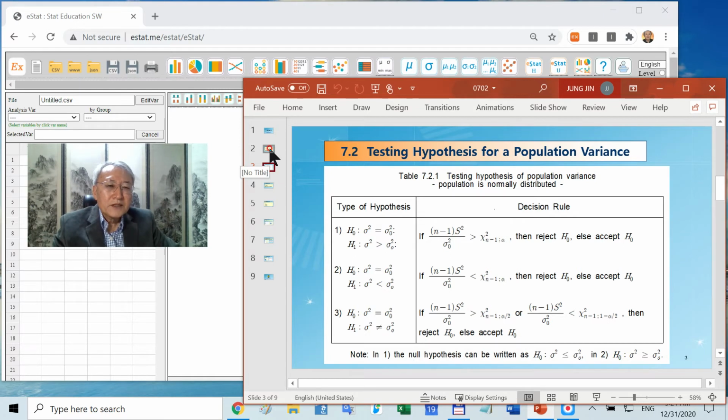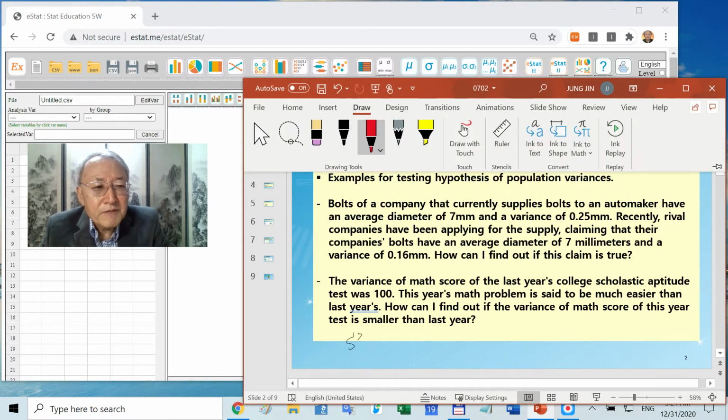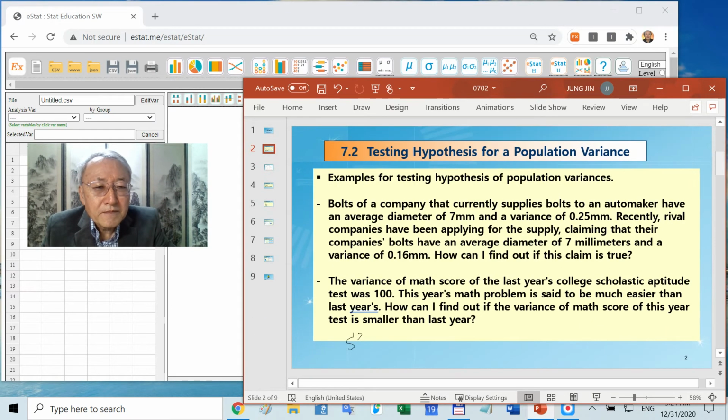Well, do you remember in chapter 6 we discussed all possible sample variances? Let's have a red pencil. Suppose you have all possible samples. If you multiply n minus 1 divided by sigma square, which is some kind of constant, by the sample variance, we discussed that this is chi square with n minus 1 degrees of freedom. Again, the testing hypothesis is based on sampling distribution.